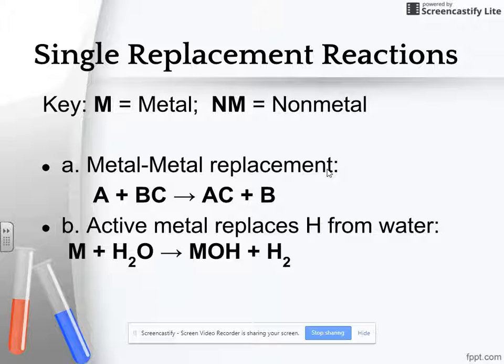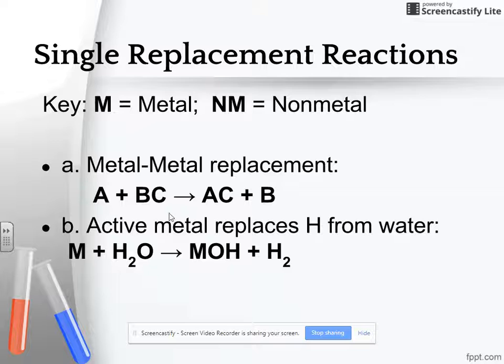So let's look at some examples. You do have your recipes like we had for the other reactions. Here we have a metal-metal replacement. This means a metal will replace a metal. So this would be a metal replacing the metal in the compound to form a new metal compound, or metal with non-metal compound, and then it will kick out a metal.